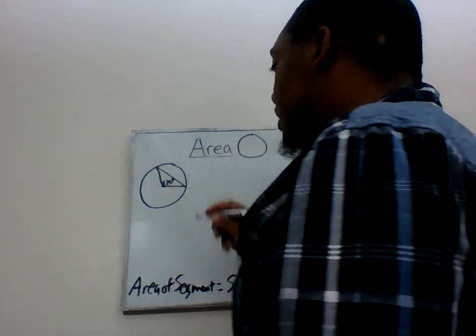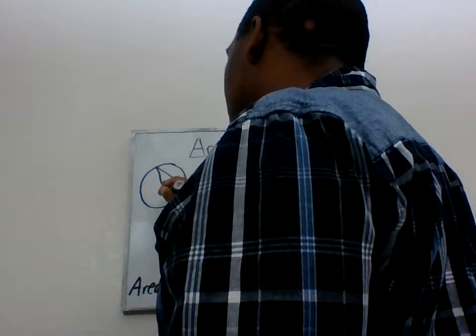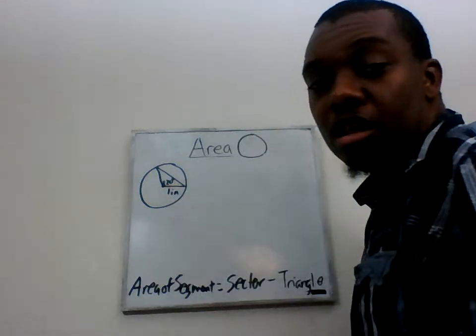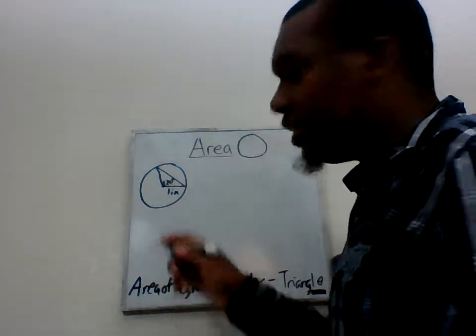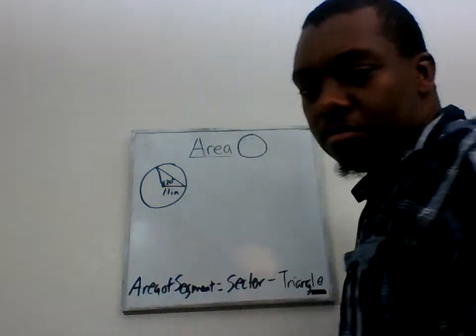So I'll draw it up here again. And we'll just cut it off the same. We'll still say it's 120 degrees in there. And then this time we'll say that the radius is, let's make it simple. Let's call it 1 inch. Oh, let's call it 11 inches. Why not? A little more difficult.